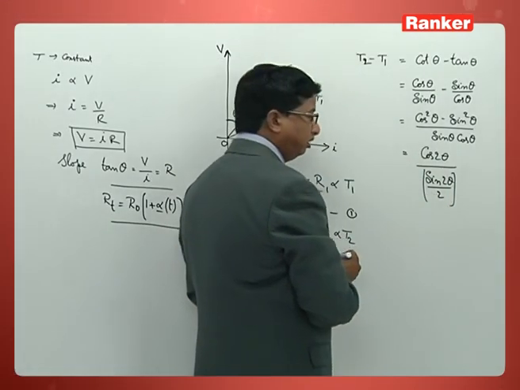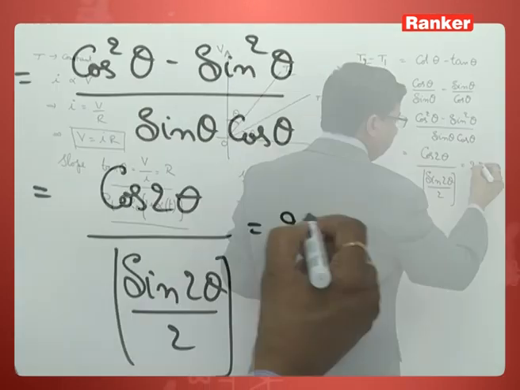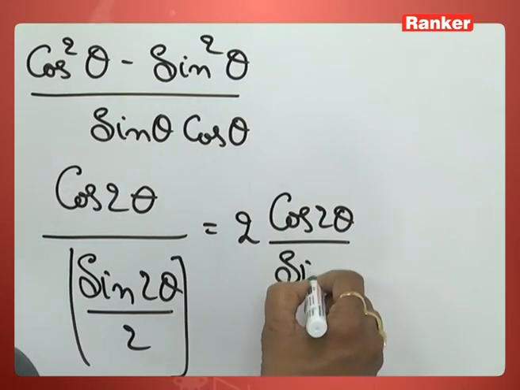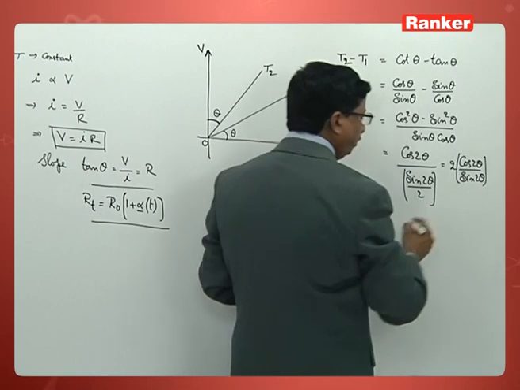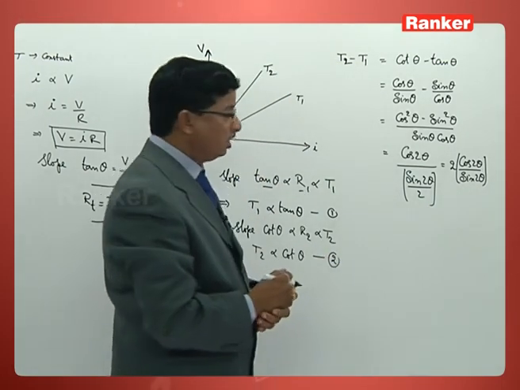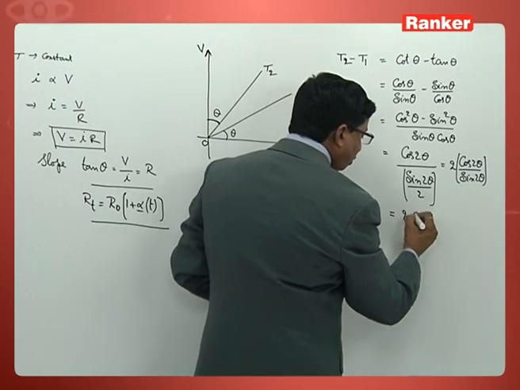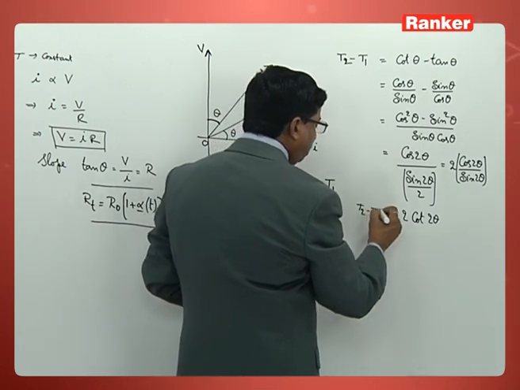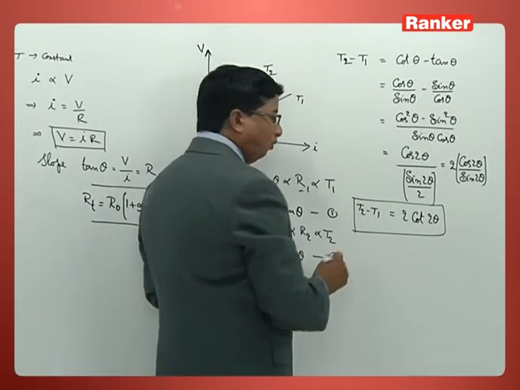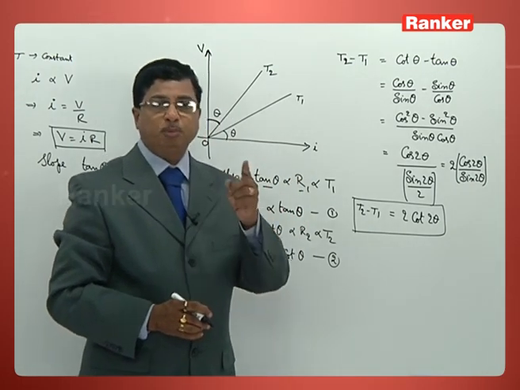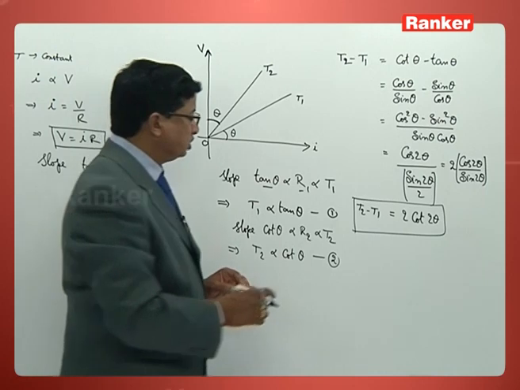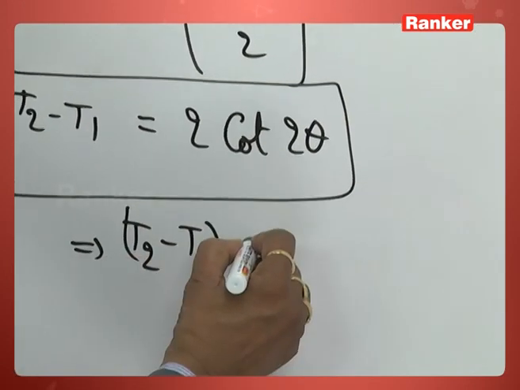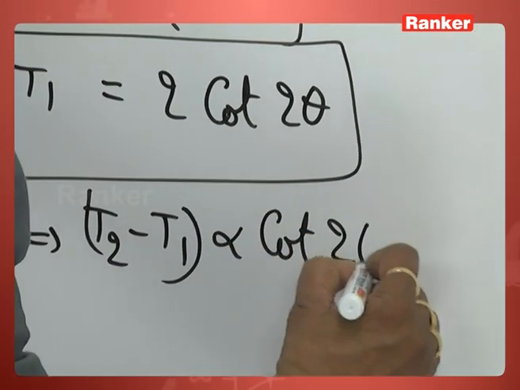This is the denominator. So what can we write now? This can be taken as 2 cos 2 theta by sin 2 theta. You all can understand cos by sin again is cot. So we directly can write 2 cot 2 theta. That is the value of T2 minus T1. But what is the question here? T2 minus T1 is proportional to what? So this implies T2 minus T1 is directly proportional to cot 2 theta.